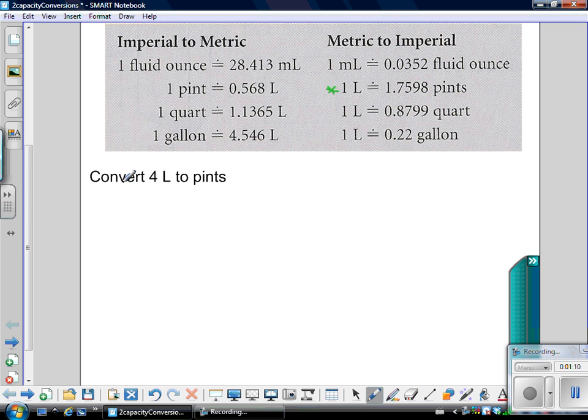So 4 liters, and we're trying to find pints, so x pints. Our conversion tells us that 1 liter equals 1.7598. Now when we cross multiply, you can see that we end up with 1x.